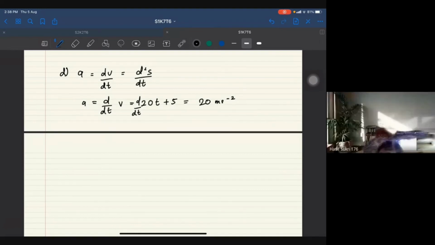Memecut. Ya. Okay. Katakan ditanya lagi satu soalan. Calculate the average acceleration.